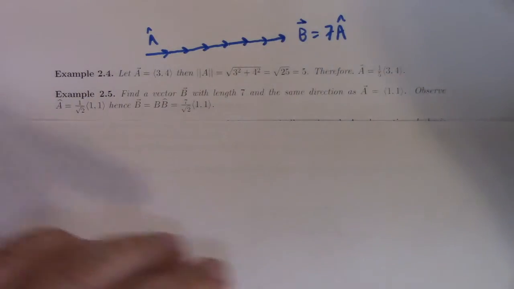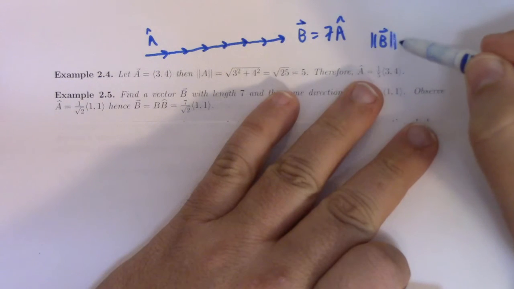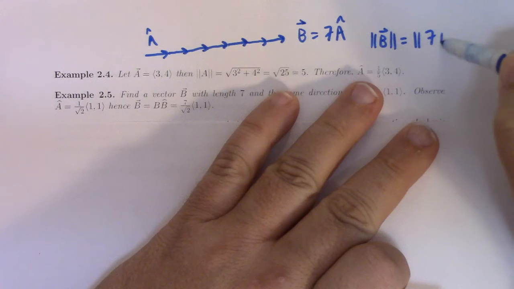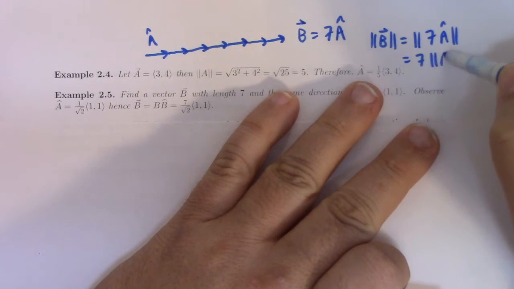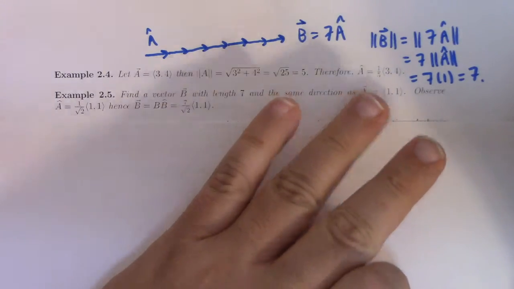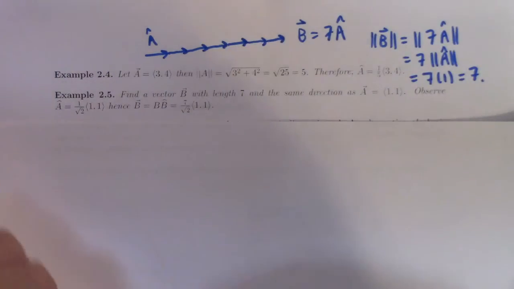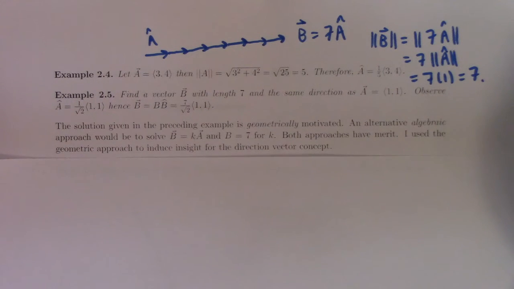So this is how vector length works. If you calculate the length of vector b, that's the length of 7 times a hat. So you can pull the 7 out, and the length of a hat is just 1, so that's 7 times 1, which is 7. Now, I talk about that later in these notes, but I'm just throwing that in here. Anyway, it should be geometrically obvious that if you take a vector of length 1 and multiply it by 7, you get a vector of length 7, right? Because it's like adding the vector to itself 7 times.